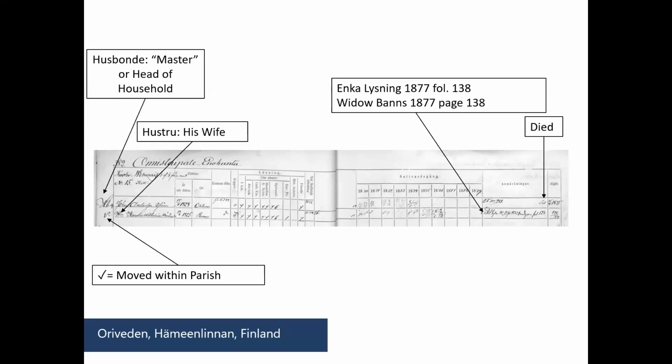So there's a whole system of check marks. If someone immigrated, left the parish, died, things like that, there's a whole system within these communion books. Those are available in a guide that I'll be linking at the end here. But so Carolina has remarried, and she is now listed on page 138 in the communion book.